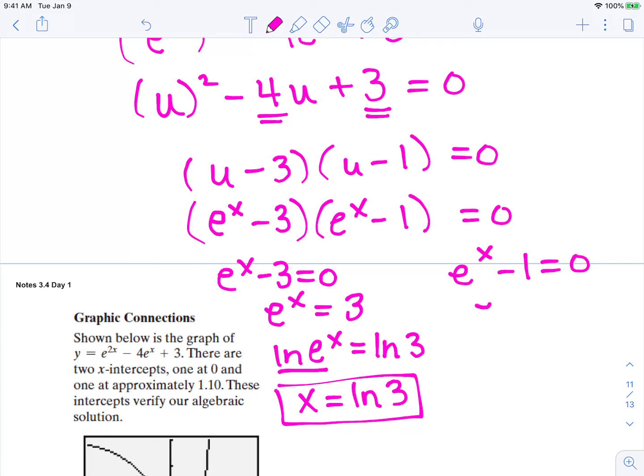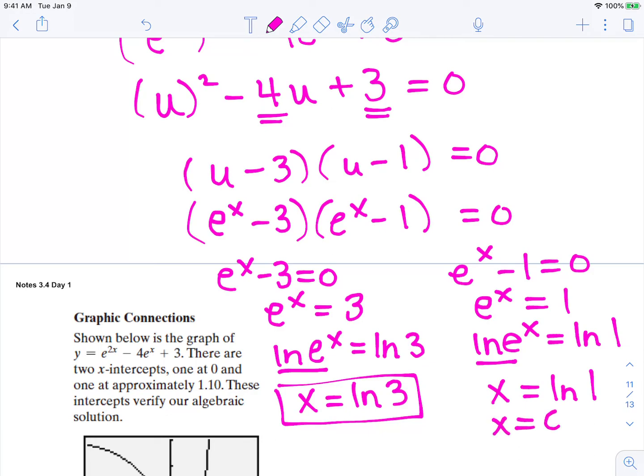The second equation we undo by adding 1 to both sides. We take the natural log of both sides. The natural log and the e cancel out. We're left with x equaling the natural log of 1. Now there is a property that says the natural log of 1 equals 0. So here are our two solutions.